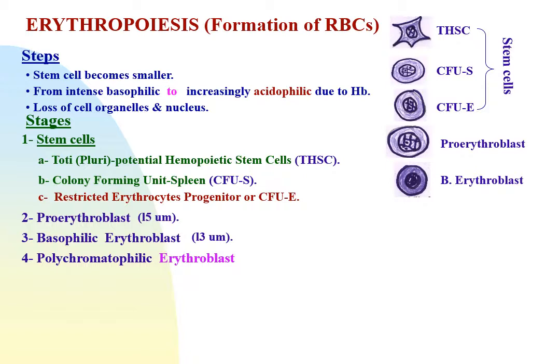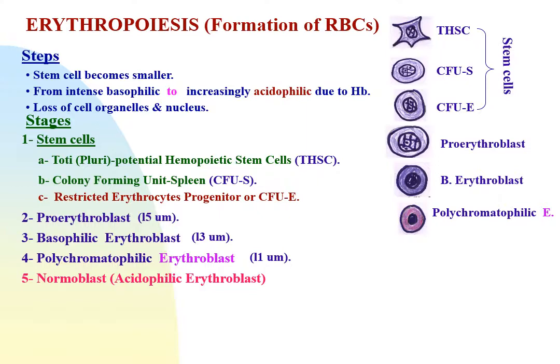Polychromatophilic erythroblast is much smaller, about 11 micron in diameter, with a small dark nucleus having no nucleoli. The cytoplasm accepts different colors due to the appearance of hemoglobin, which is acidophilic, and decrease of ribosomes concentration, which are basophilic, hence the name polychromatophilic, accepting different colors.